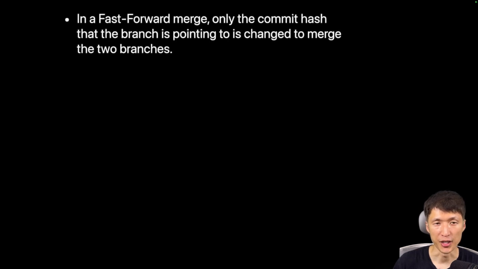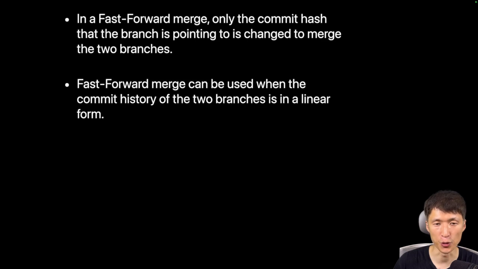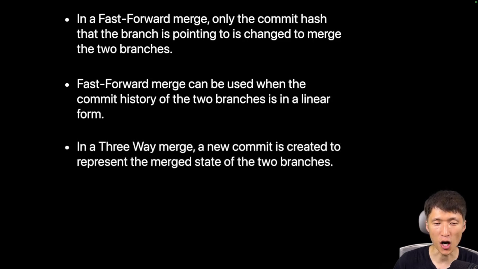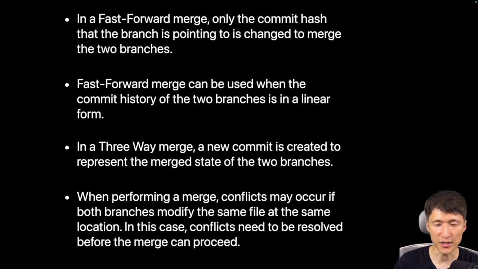In fast-forward merge, only the commit hash that the branch is pointing to is changed to merge the two branches. Fast-forward merge can be used when the commit history of two branches is in a linear form. In a three-way merge, a new commit is created to represent the merged state of the two branches. When performing a merge, conflicts may occur if both branches modify the same file at the same location. In this case, conflicts need to be resolved before the merge can proceed.